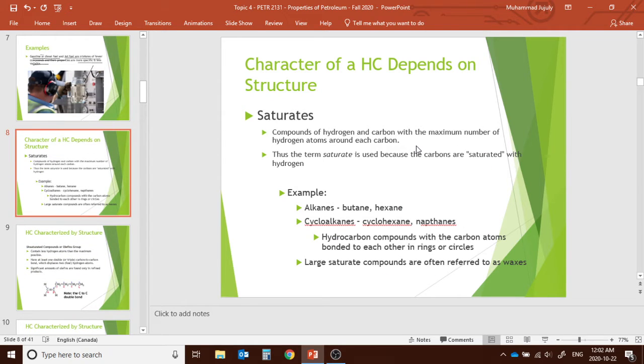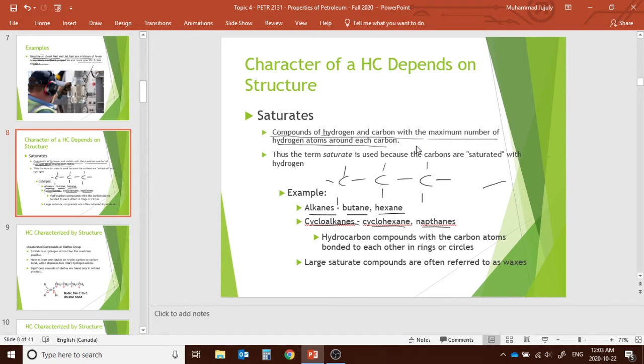Now the characters of hydrocarbon depend on the structures. So let's talk about the saturates at first. Saturate means the compounds of hydrogen and carbon with the maximum number of hydrogen atoms and the carbon. That means it is the single bonded carbon with the hydrogens. So these are saturated. For instance, alkanes, butane, hexane, with a longer chain. Those we actually call the saturates.